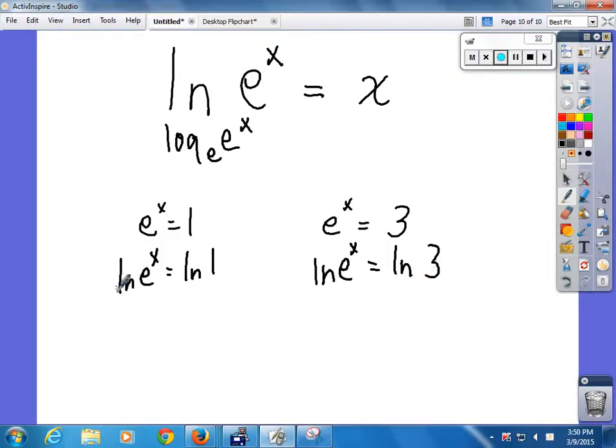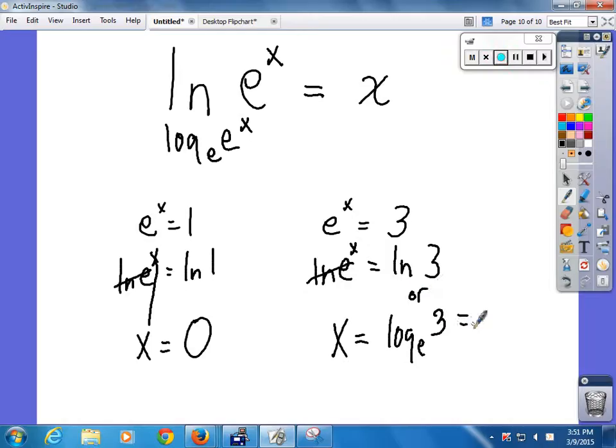and what happens here? The natural log of e goes off and you're left with x. And the natural log of 1 is 0. And over here, you just do x is equal to natural log of 3. You can write it as log base e of 3, and you can change that to log of 3 over log of e. Do it that way.